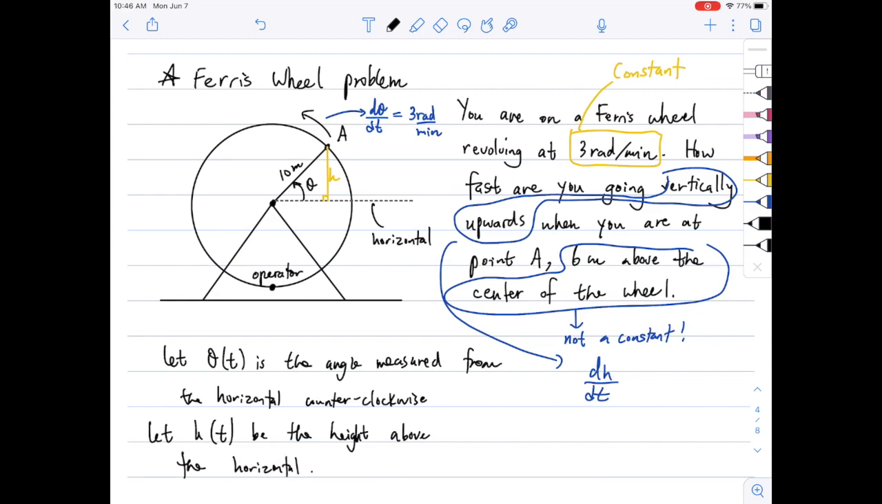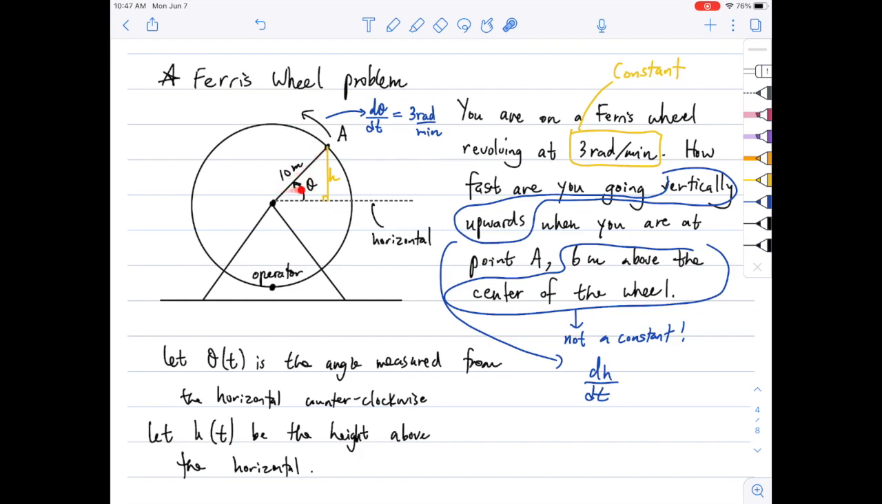As soon as you define those two variables, it becomes clear how you have to proceed, okay? But defining the variables is so important. Okay, we know how we need to proceed. We need to somehow find this rate, dH by dt. Before we do that, we need an equation that relates the height to this angle.